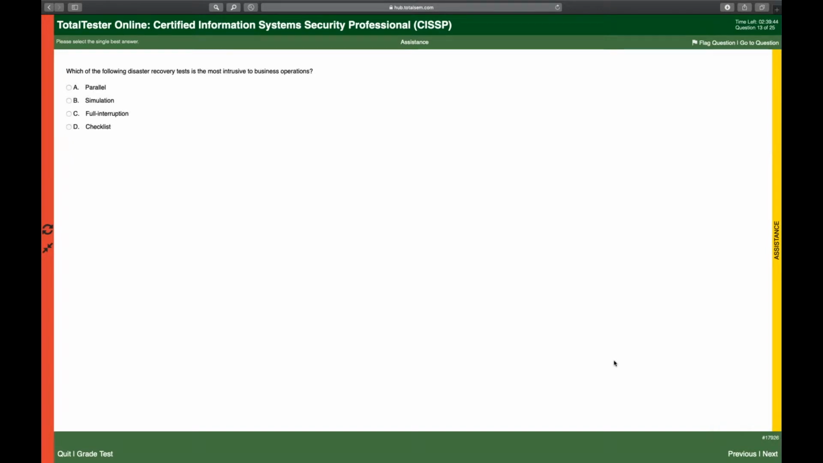All right, number 13. Which of the following disaster recovery tests is the most intrusive to business operations? We've seen this one already, and it's a layup. Yeah, I'm ready. All right, go for it. Charlie, full interruption. Cut off operations at your primary site, bring up operations at your alternate processing site, and see how well you implement your business processes.